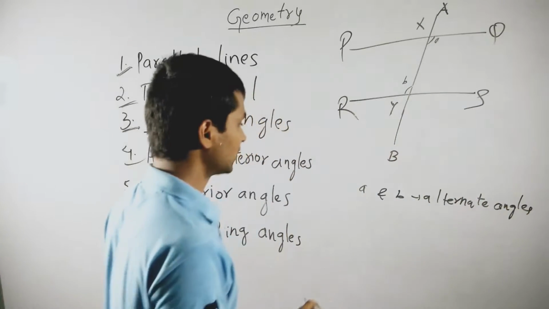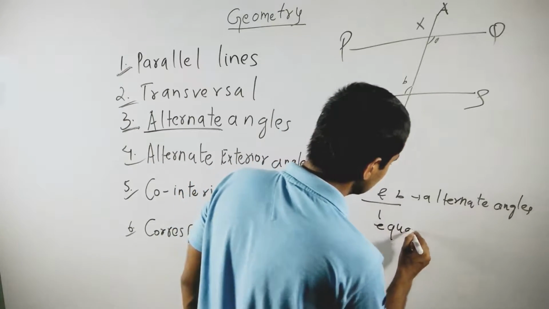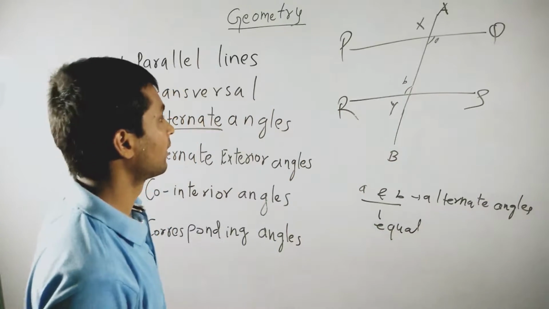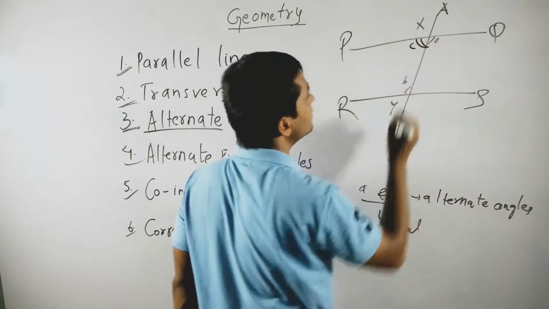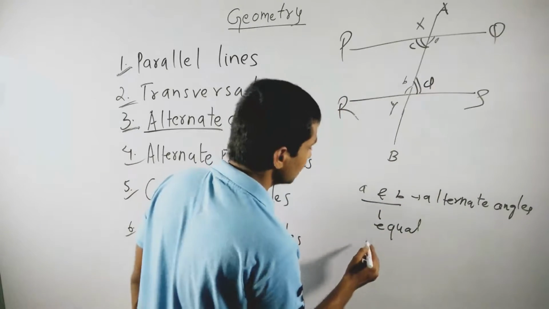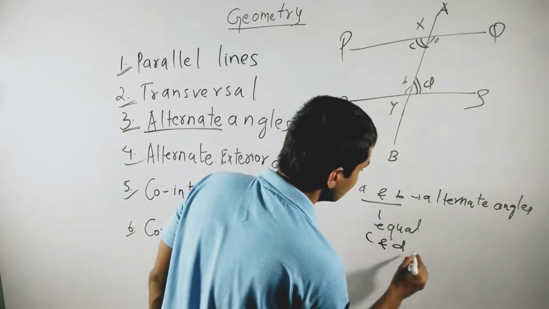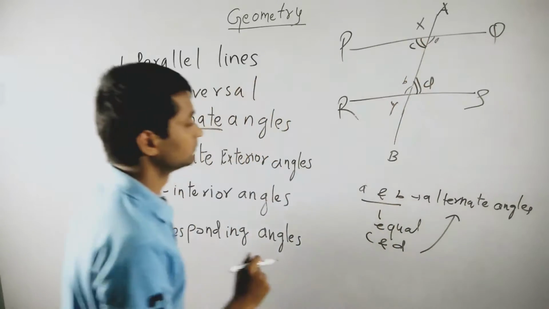And remember, alternate angles are always equal. Also, C and D are alternate angles and they are also equal.